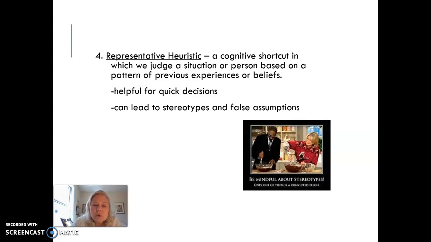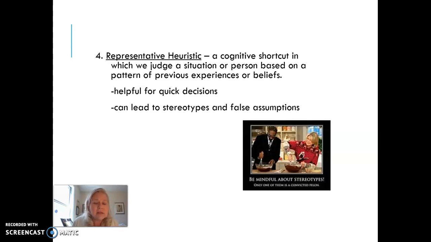So sometimes we use representative heuristics when we're in a situation where we need to make a quick decision, perhaps a situation of danger. But be really careful about using representative heuristics when making judgments about people. I am a woman. I wear dresses most of the time. I have a chainsaw. I use it. I have a tractor. I use it. I think a lot of people don't think that when they see me.